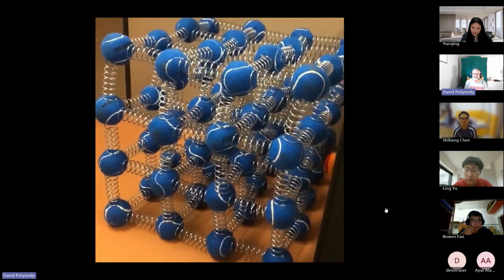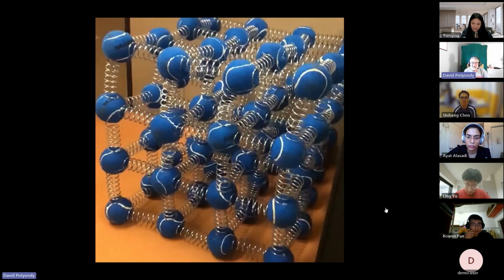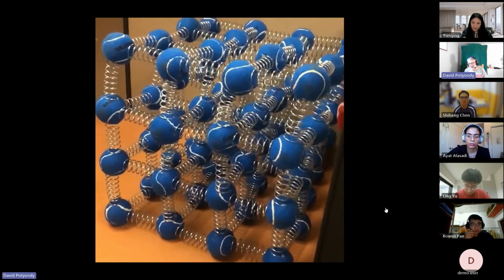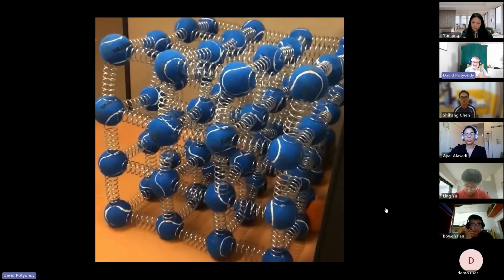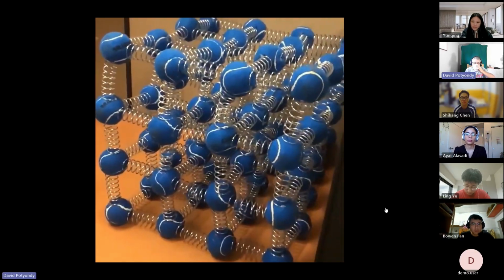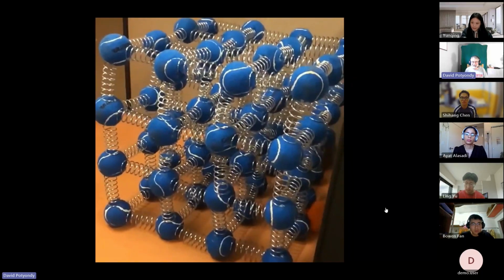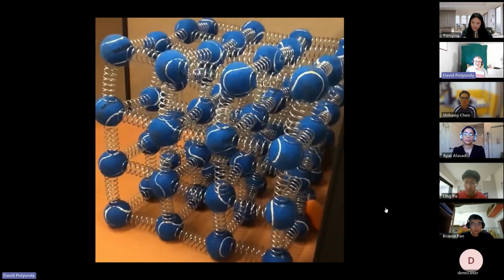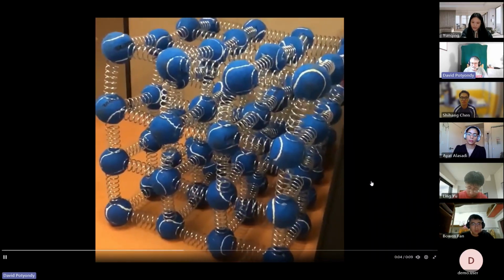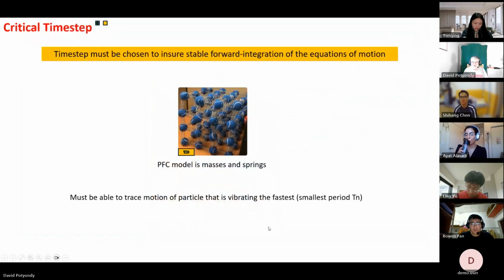It's just like bouncing around. They're going to shoot one in, watch, and they'll excite the system. This is PFC. It's masses and springs. If there's no damping, it's going to vibrate like this forever. If there is damping, it will eventually stop vibrating. I completely love this. The snap trap game is an example of a PFC model in reality, and this is an even better example of a PFC model in reality. Okay.